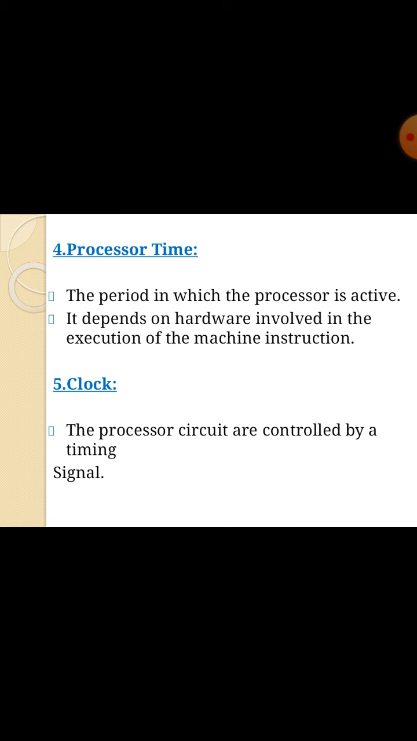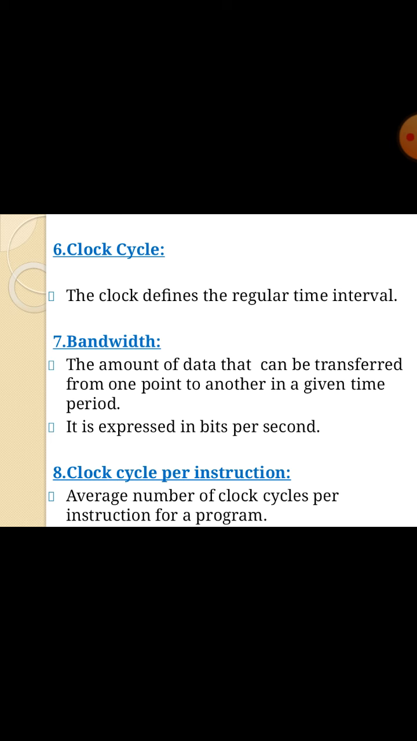Fifth one, clock. The processor circuits are controlled by a timing signal called a clock. Sixth one, clock cycle. The clock defines a regular time interval called the clock cycle.